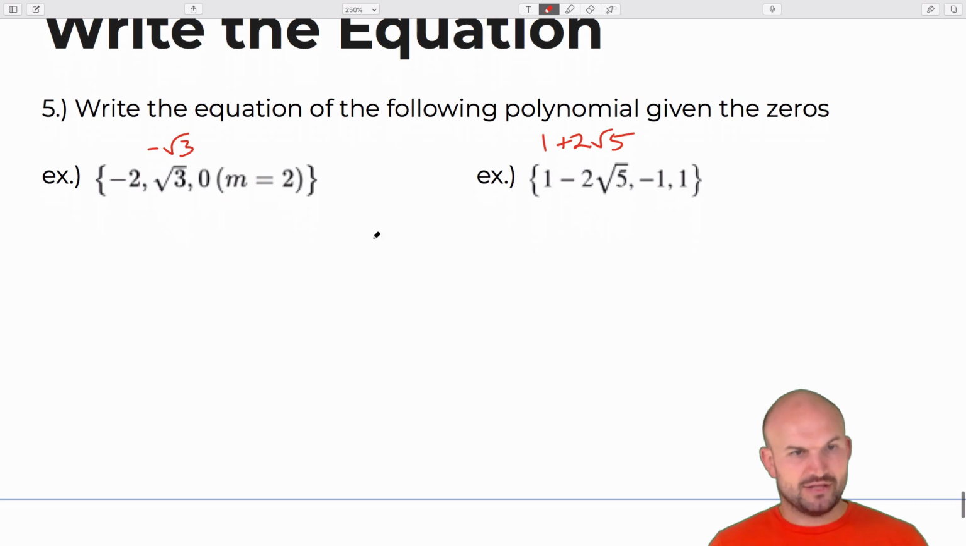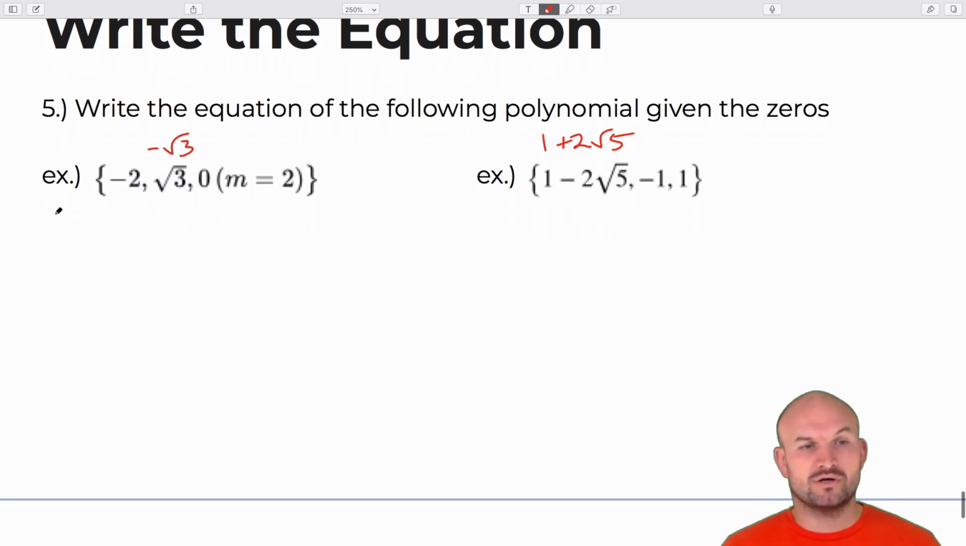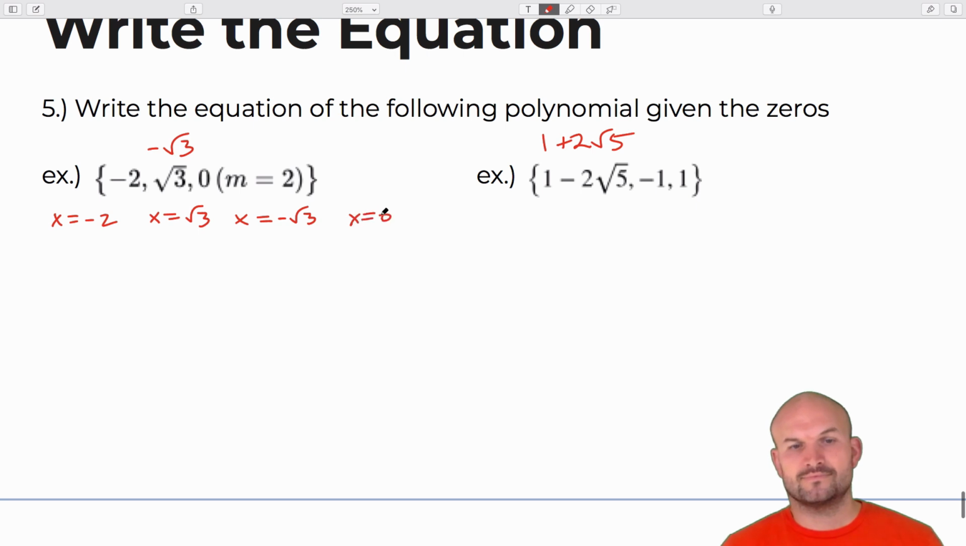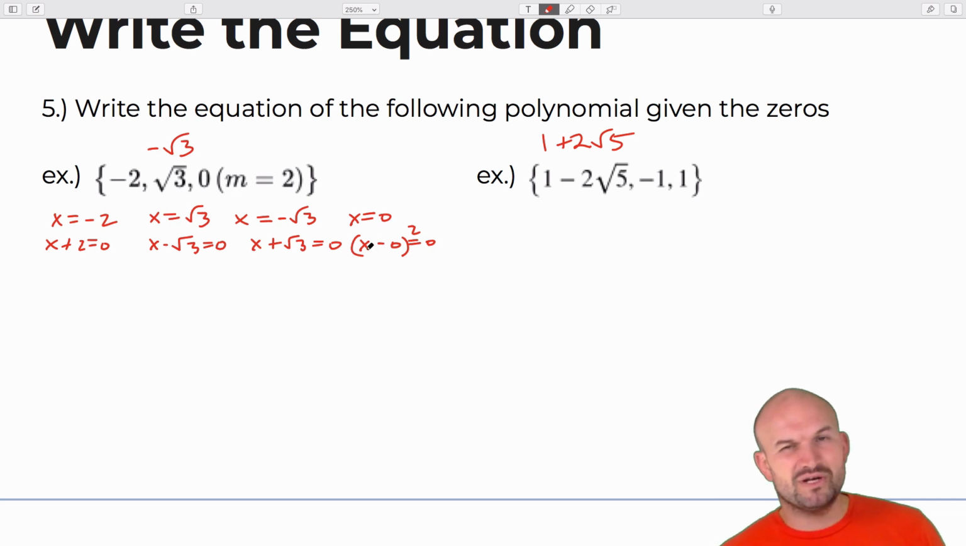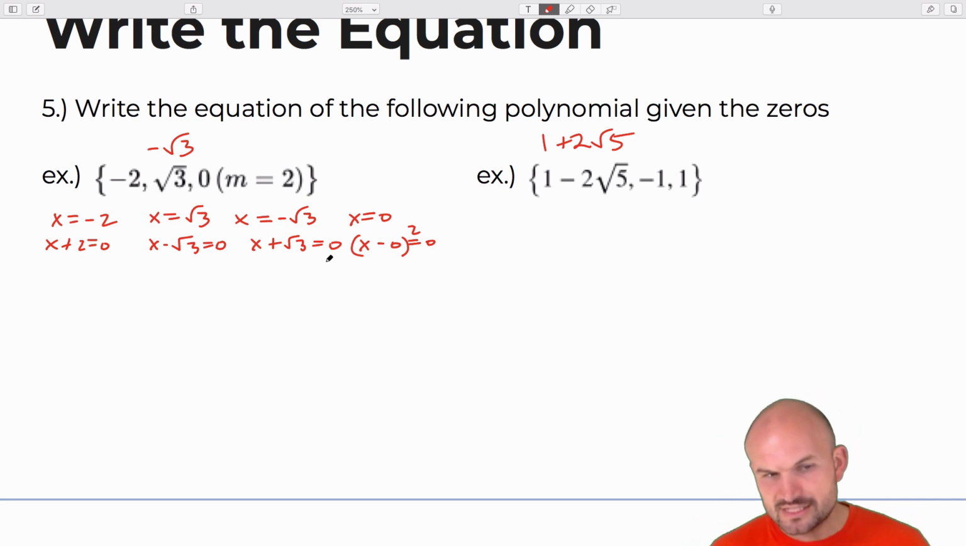So following the same pace that we did last time, you basically can set each and every zero equal to x. And then basically now we can go ahead and write them equal to 0. So we can have x plus 2 equals 0, x minus square root of 3 equals 0, x plus the square root of 3 equals 0, and x minus 0 equals 0. Now again, remember this has a multiplicity of 2, so I'm going to raise that to the second power. We don't really need to write the x minus 0. We can just write it as x squared, right?